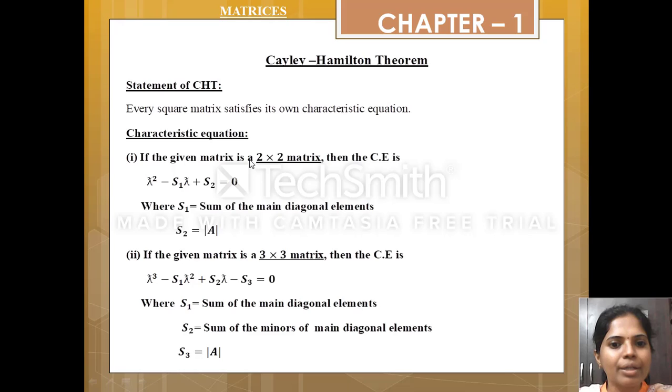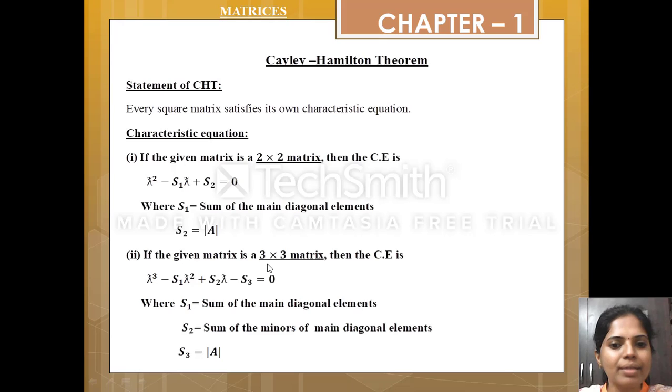Here there are two different cases. One is for a 2 cross 2 matrix. Suppose the given matrix is 2 cross 2, then the characteristic equation is this. This formula is used to find the characteristic equation: lambda square minus S1 lambda plus S2 is equal to 0. Here S1 means the sum of main diagonal elements, and S2 means determinant A.